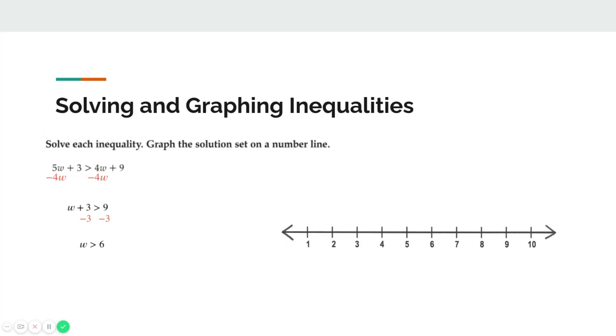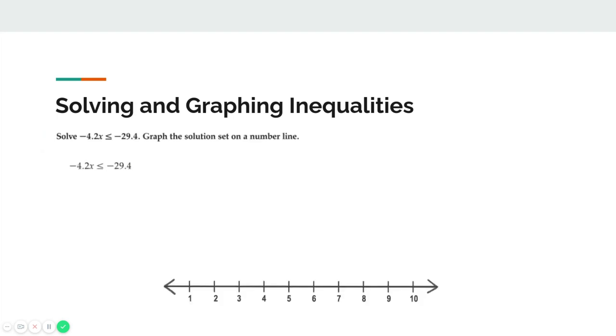When it comes to graphing it on the number line, we need to look at that symbol, and it does not have a line underneath it. It's just strictly greater than. So that means I'm going to use an open dot at the number 6, and I'm also going to shade to the right. The reason I'm shading to the right is that all the numbers bigger than 6 are to the right. So we've got our open dot and shade it to the right. There's what your solution would look like on the number line.